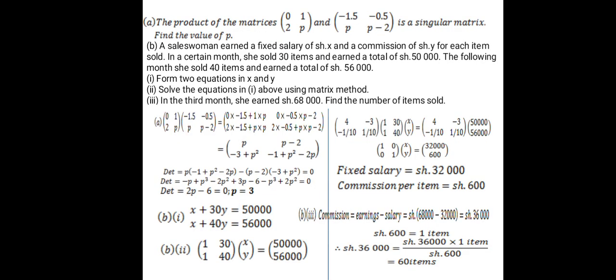The product of matrix 0 1 2p and -1.5 -0.5 p and p minus 2 is a singular matrix. Find the value of p. A singular matrix is a matrix where the determinant is 0, so the matrix should be multiplied and then the determinant is to be found, and automatically we find the value of p to be 3.